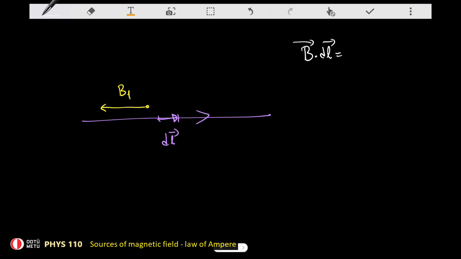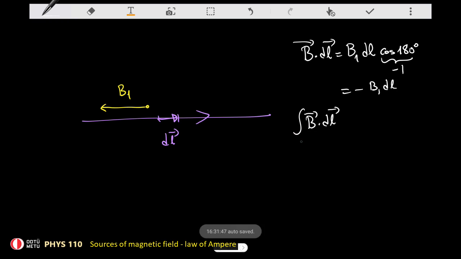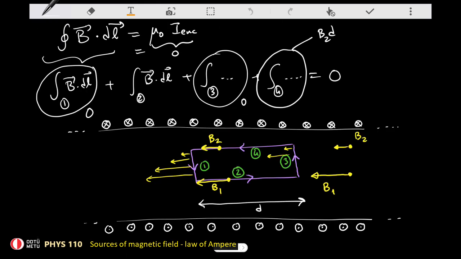B dot dl in that case is equal to the strength of the magnetic field, B1, times the magnitude of the displacement dl, times the cosine of the angle between them. That's 180 degrees, and cosine of 180 degrees is -1, so this is equal to minus B1 times dl. There's a minus sign coming from the dot product, and so the integral of B dot dl over that side, this was side 2, is equal to minus B1 times d. So there's a minus sign coming from there. All right, so as a result, that final integral is equal to minus B1d.